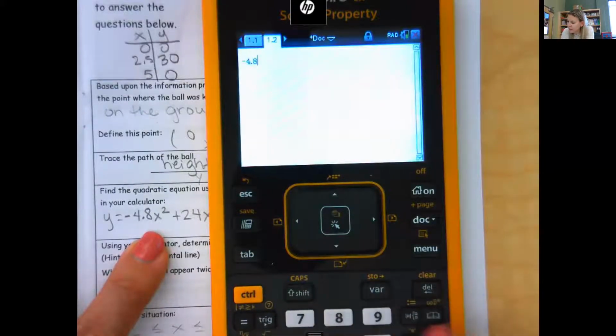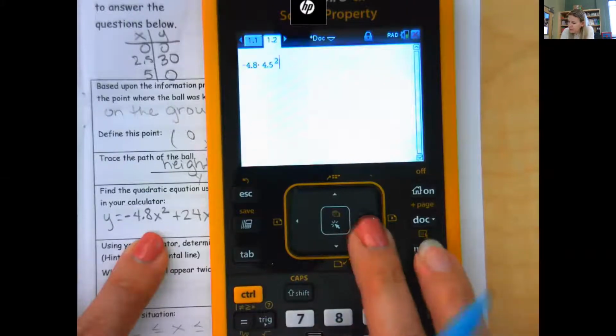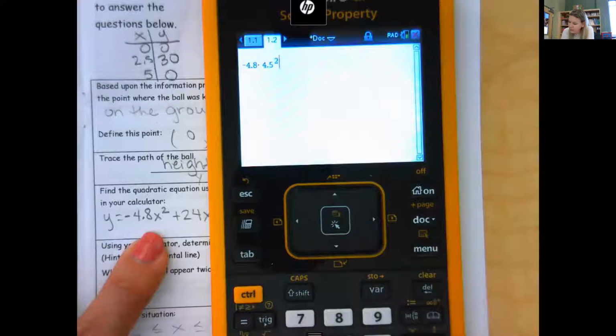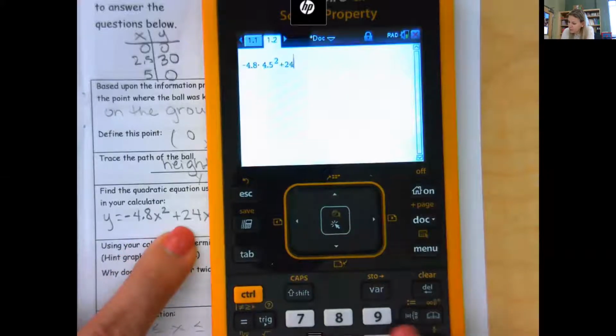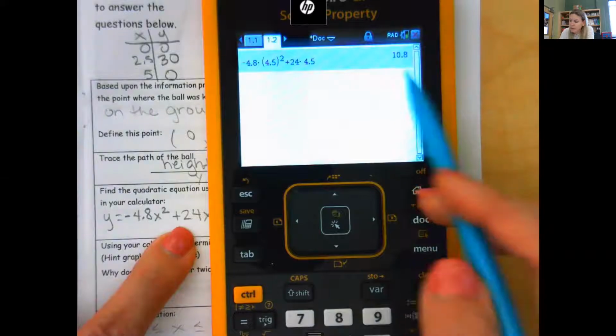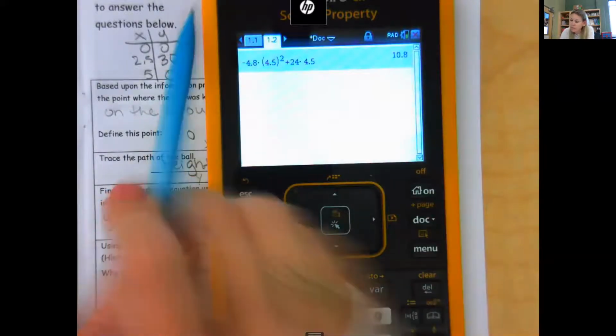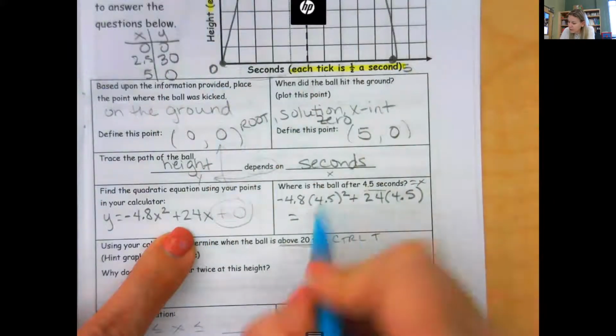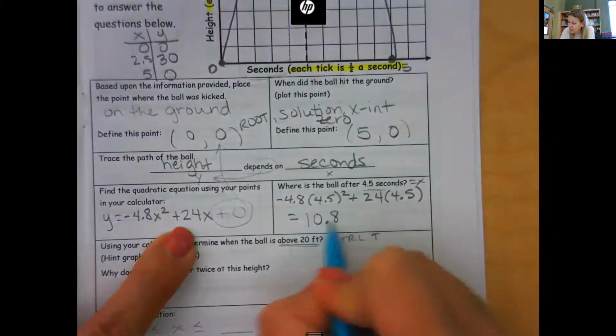Negative 4.8 times 4.5 squared. Remember, it's a smart calculator. It'll do it all for you. Plus 24 times 4.5. 10.8, and our y is in feet. So we can say 10.8 feet.